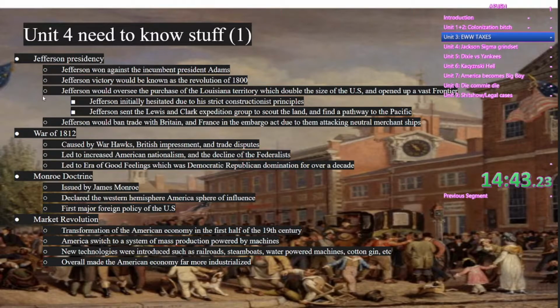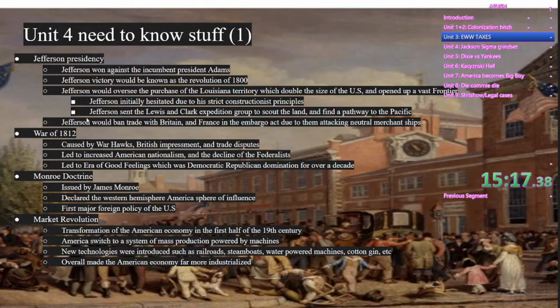Hang on, let me go back. So, the two things you want to know for Jefferson's presidency were that he oversaw the purchase of the Louisiana Territory, and he did so against his own strict constructionist principles. Jefferson would also ban trade with Britain and France in the Embargo Act due to them attacking neutral American merchant ships during the Napoleonic Wars. Now, the Embargo Act would significantly hurt the U.S. economy, and it actually went against Jefferson's own principles.